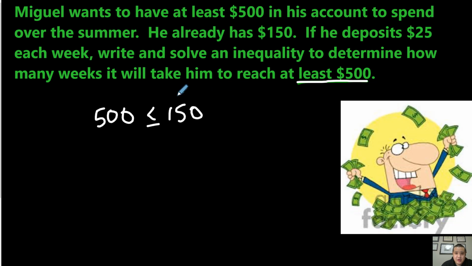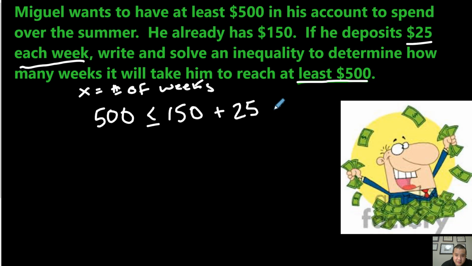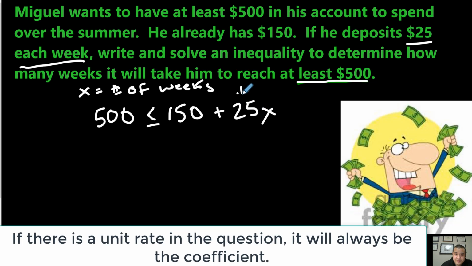And we're looking for how many weeks it will take for him to reach at least 500. So x equals number of weeks. Okay. So we're going to add. He adds $25 per week, so that's our unit rate, $25 each week. So 25 times x, because remember that any unit rate inside the question is going to be our coefficient right here.